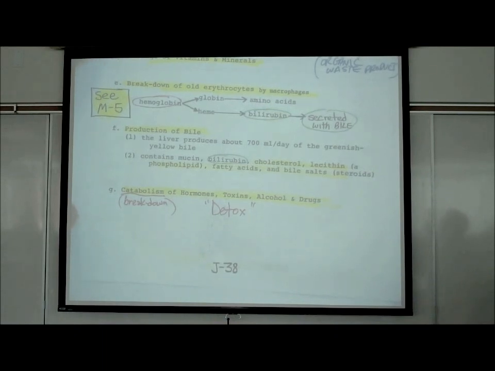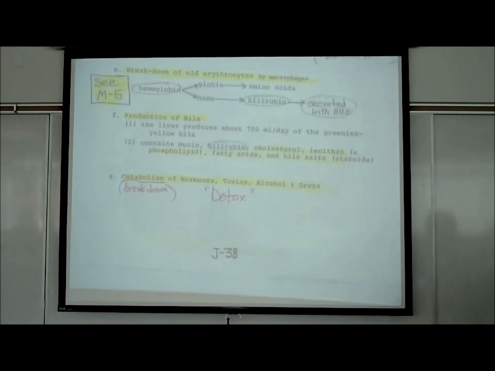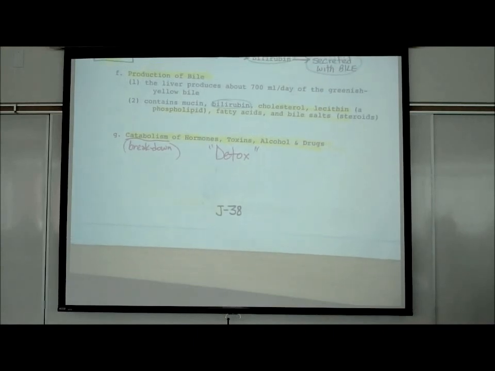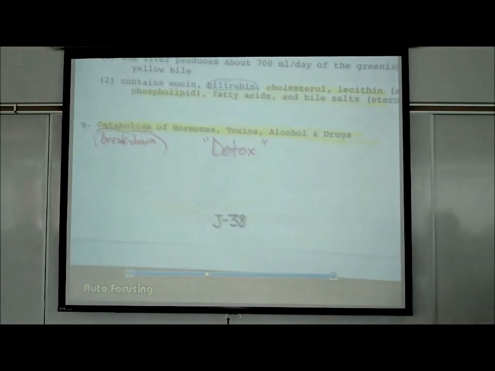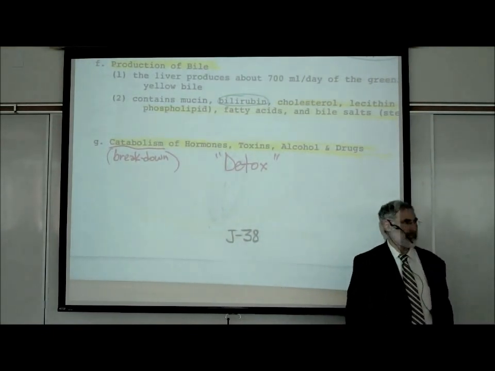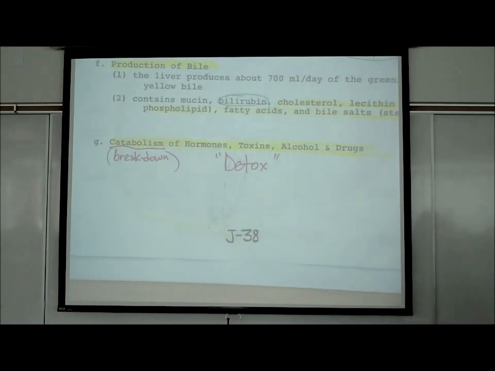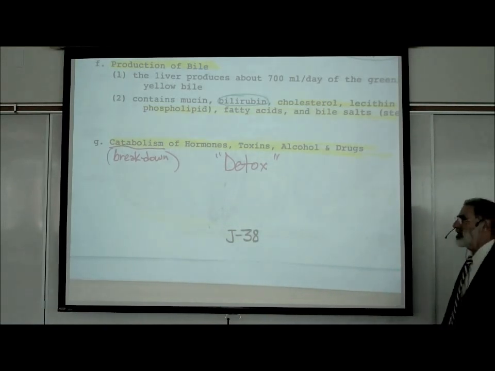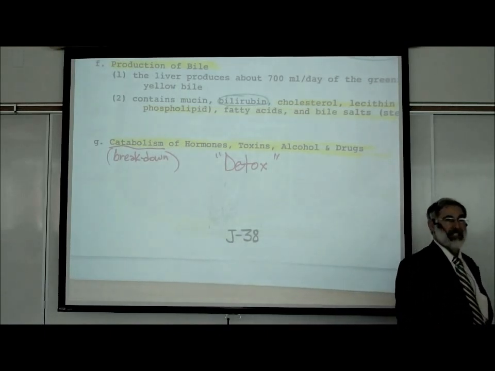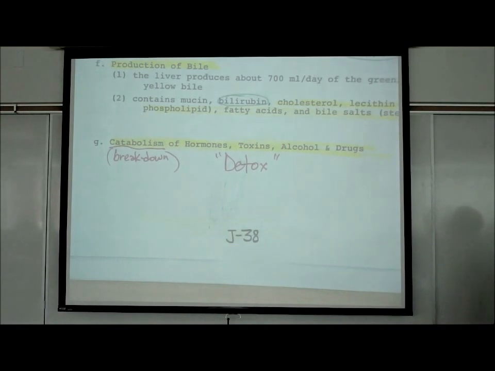Letter G, another function of our liver is involved in the catabolism. Now, you should have learned the word catabolism in biology. It means the breakdown. Just think of catastrophic, where everything's broken down, breaks apart. So it is involved in the breakdown of hormones, toxins, alcohol, and drugs. Our liver is commonly called our detox organ. It detoxifies. It breaks down toxins.